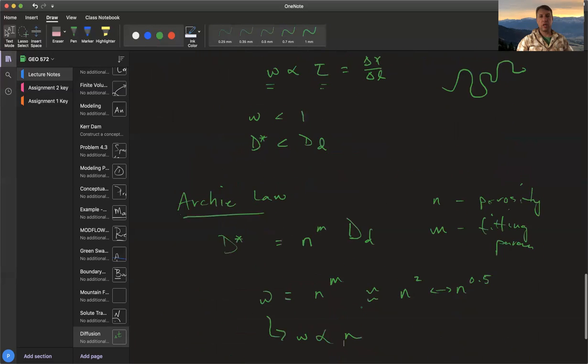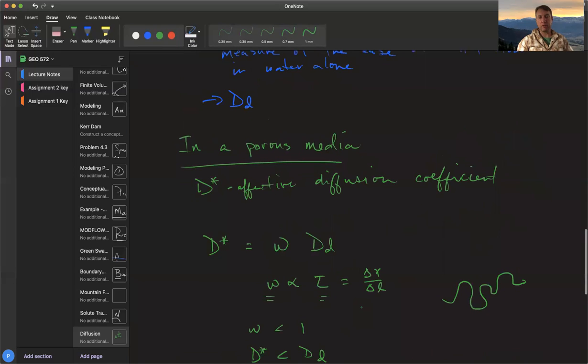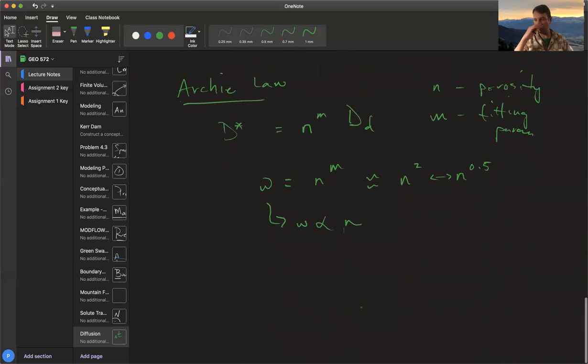So Fick's first law of diffusion is governed by this parameter, effective diffusion coefficient. So let's rewrite Fick's first law now in porous media. So Fick's first law in porous media.